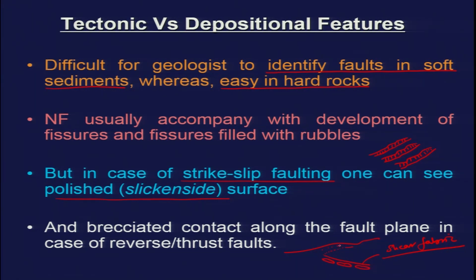So mainly what you will be able to see in a thrust faulting environment is such a brecciated contact if you are having hard rock, but in case of soft deposits, you will be able to see the shear fabric, typical shear fabric.